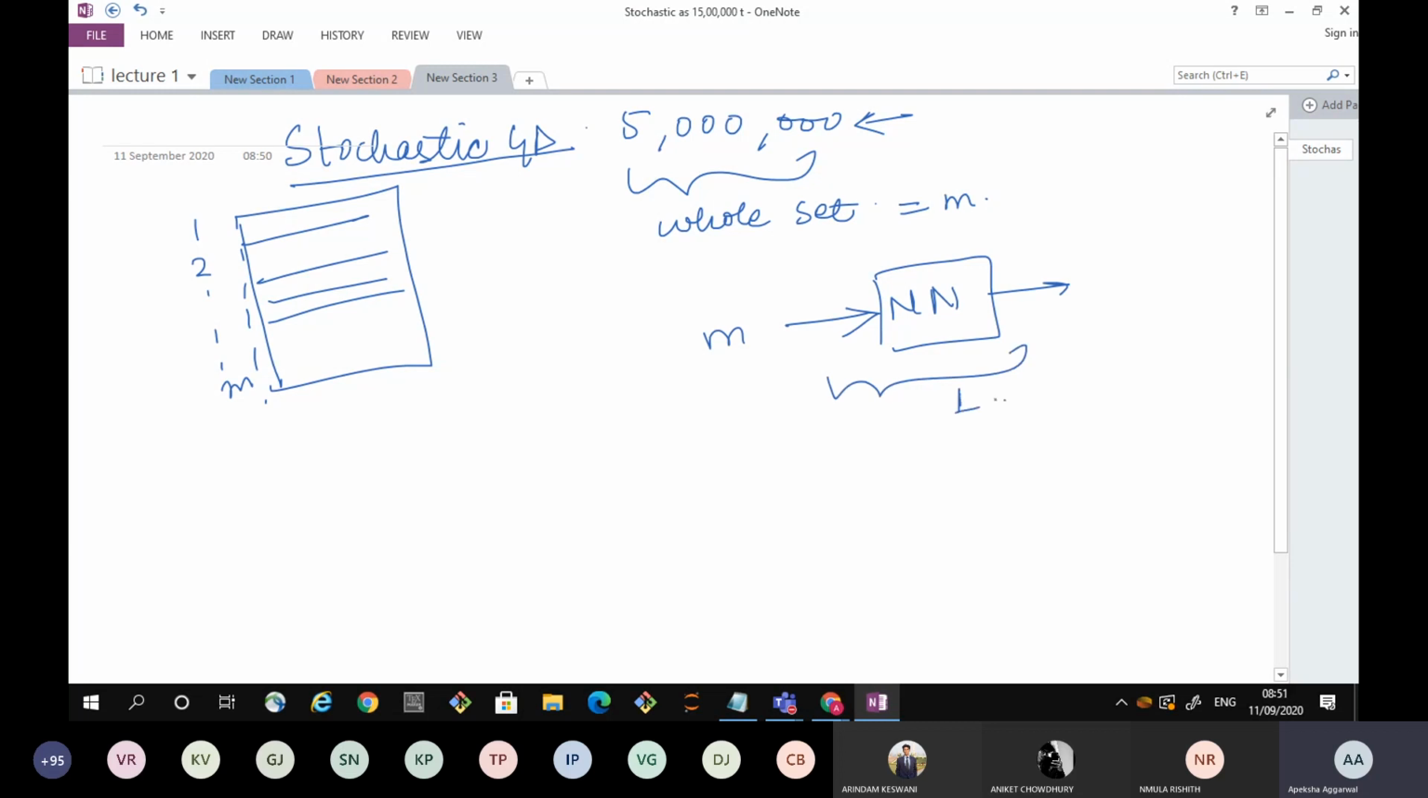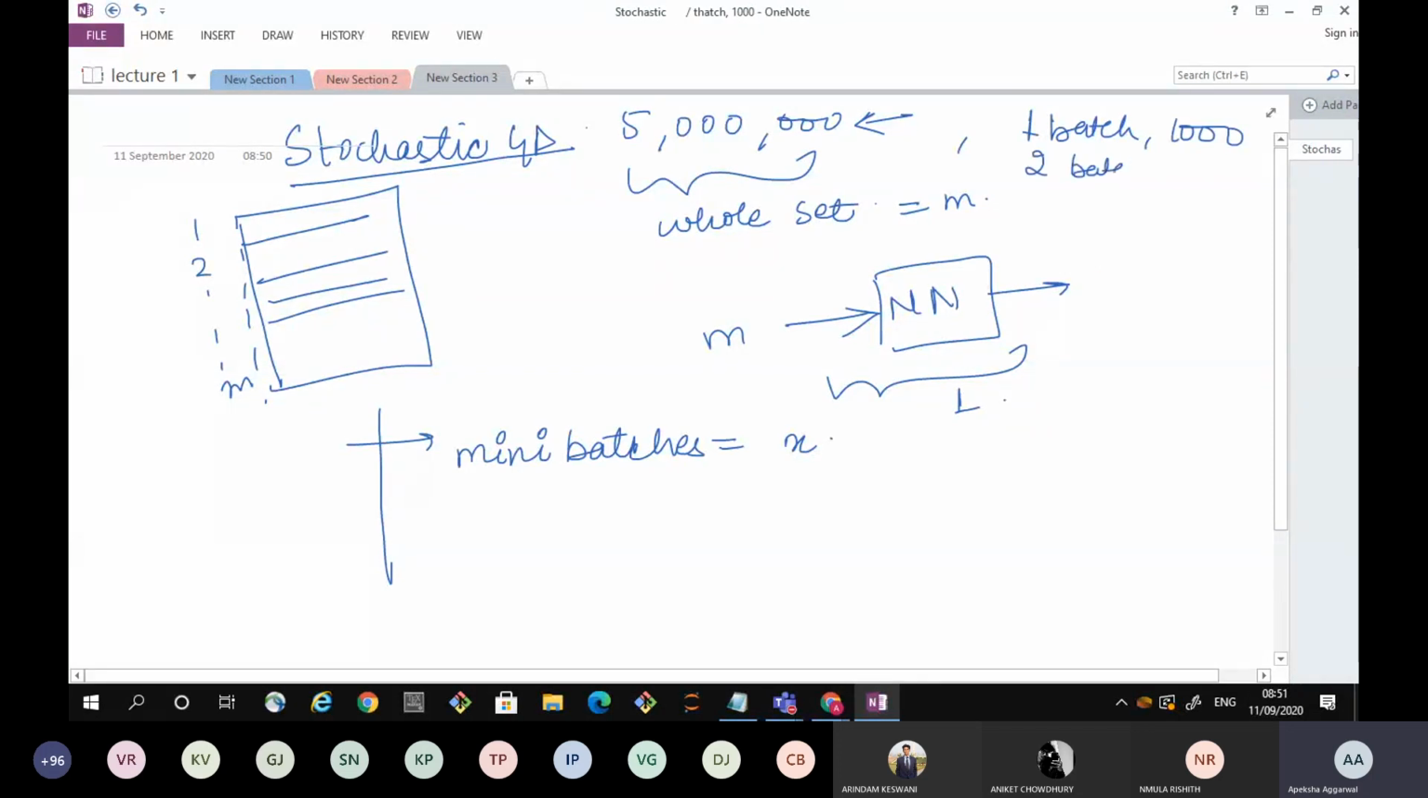For one epoch, for one time when I'm running through the whole training set, it is much slower. So in that case, what do we do is we always divide our large training set into mini batches of, let's say, size x. Suppose here we had 5 lakhs, so we say that my first batch is of size 1000, second batch is of size 1000, and how many batches would there be? 5000 batches would be there, and each batch is of size 1000.